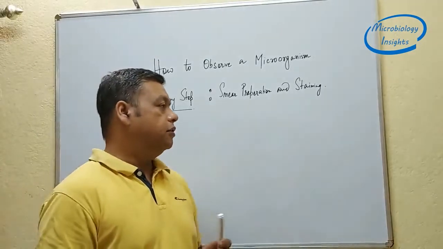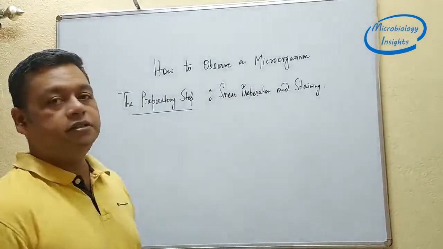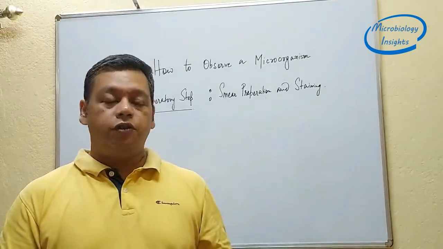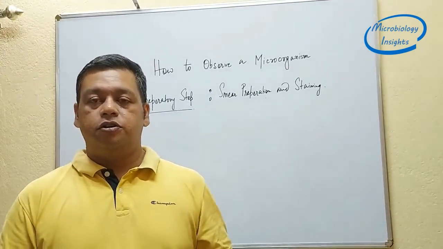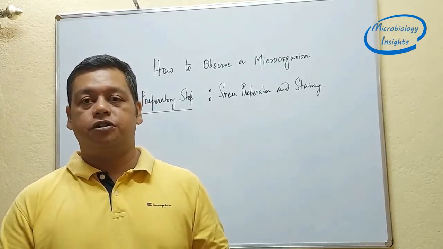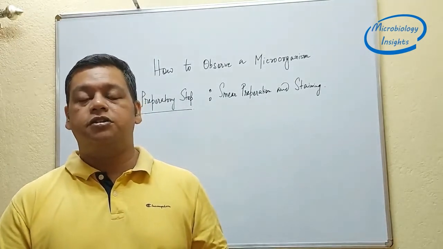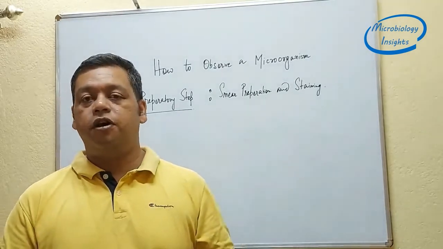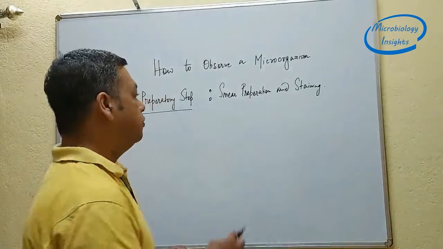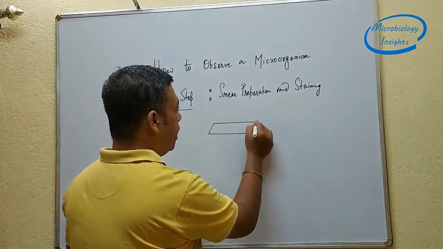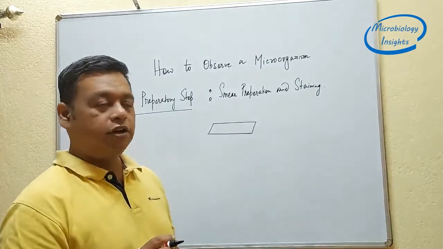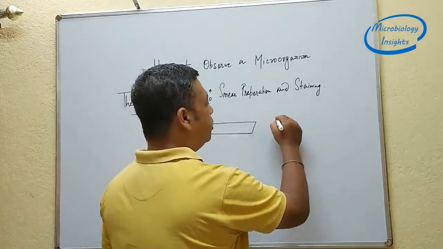The first step of observing a microbe is the preparatory step, which involves smear preparation and staining. In order to observe a microbe, we first need to culture it. A microbial culture is a microbe grown in artificial media under laboratory conditions. Such a culture is the prerequisite for observation of a microbe. So we need a glass slide first, and we take a loopful of culture using a microbial loop.